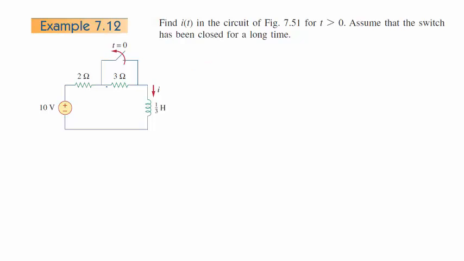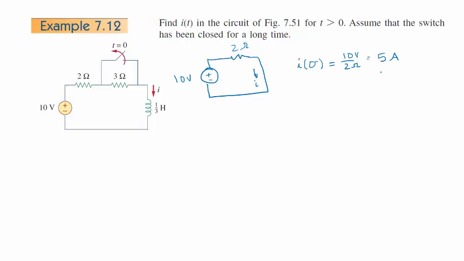If this has been closed for a long time, this guy is not here, this is shorted out, and this is shorted out, and all we have is a circuit right here with 10 volts and 2 ohms, and everything else has been shorted out, and I have a current i, which will relate to what the i at time 0 minus is. So i at time 0 minus, which is right before the switch opens up, is just 10 volts divided by 2 ohms, which is 5 amps.